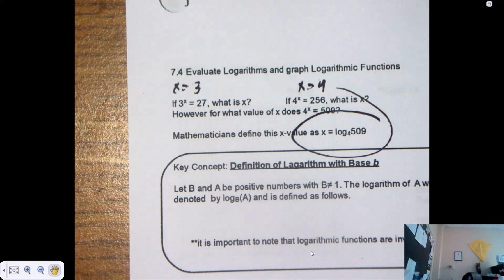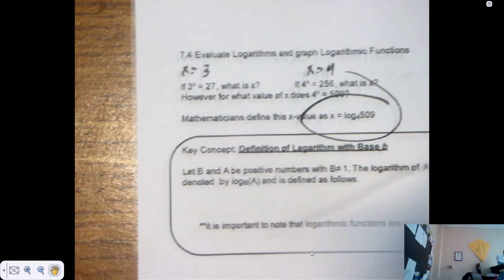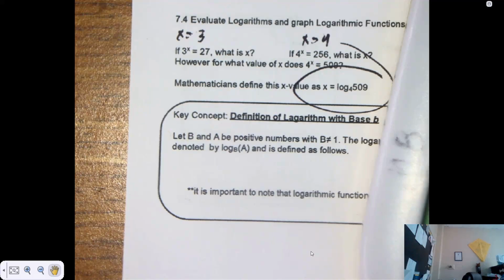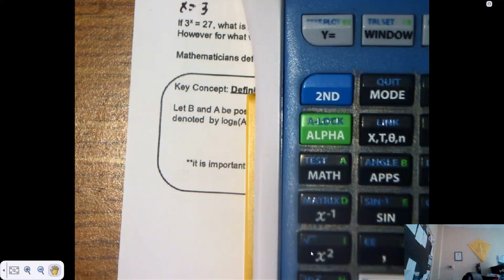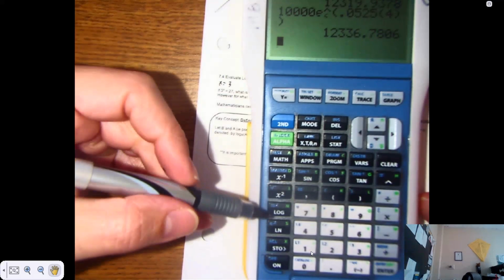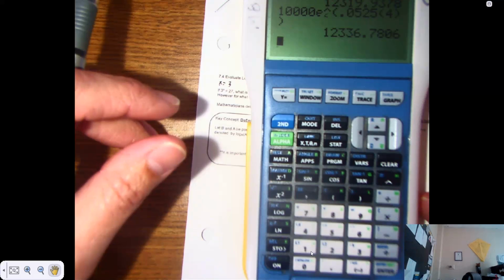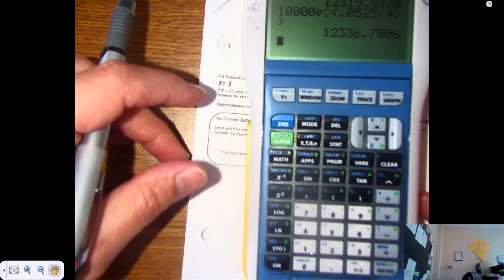We rewrite that as a logarithm. Mathematicians define that as x is log base 4 of 509. I'll show you that. This is actually what x is. Log is right under x squared on the calculator. I'll zoom out so you can see more of my keypad. Now, they actually have a base 4, but you're not ready to know how to do that yet. Your base on your calculator is base 10. But we'll get to that today.